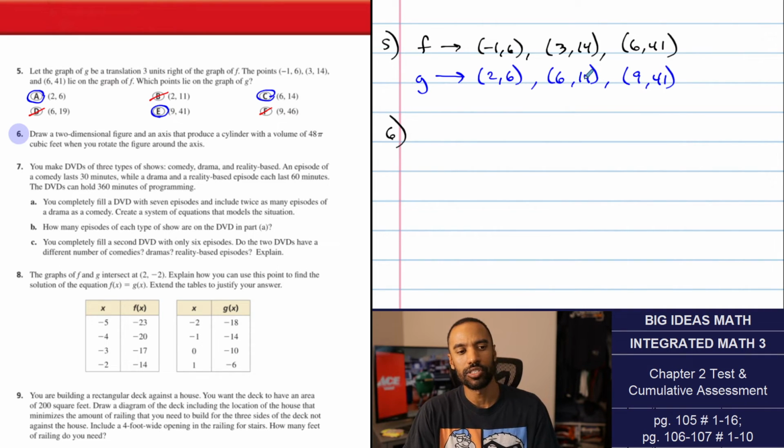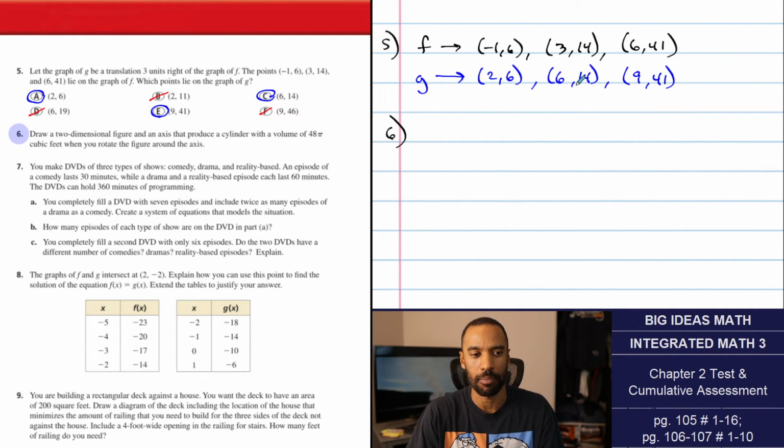All right, number 6. Draw a two-dimensional figure and an axis that produce a cylinder with a volume of 48 pi cubic feet when you rotate the figure around the axis.